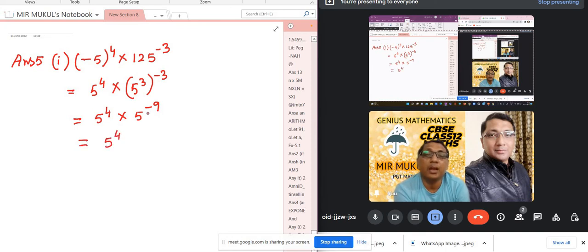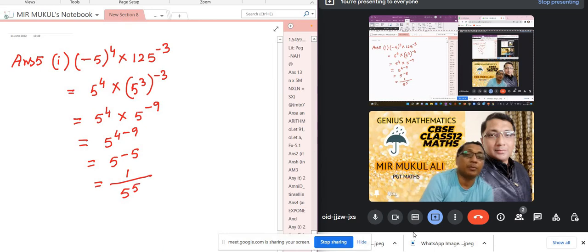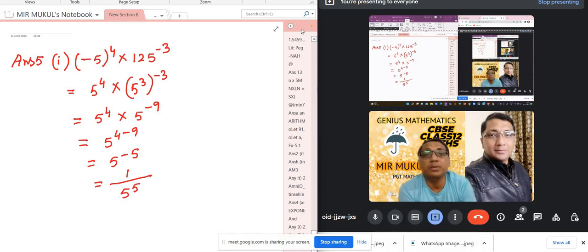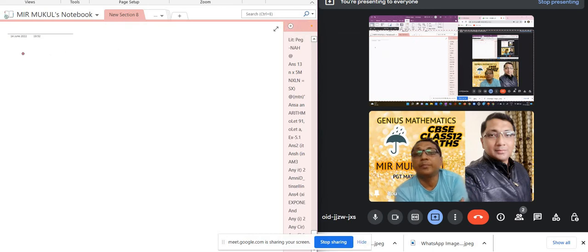Now the bases are same. In multiplication, powers will be added. So 4 plus minus 9 will be minus 5. So we are getting 5 to the power minus 5. But we have to write in positive exponents. So we can write 1 upon 5 to the power 5. We have to take its reciprocal. So understood? One more question. Answer 5, the fourth question I'm showing you.